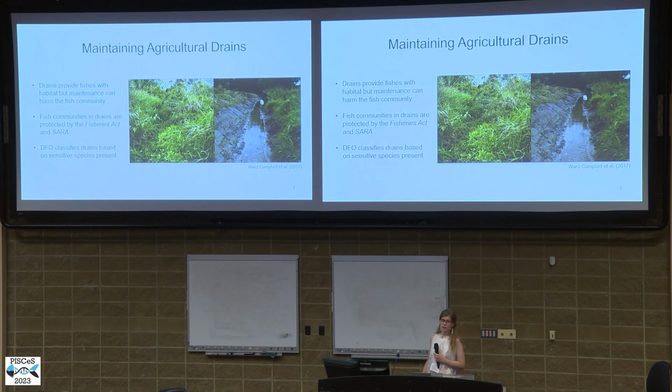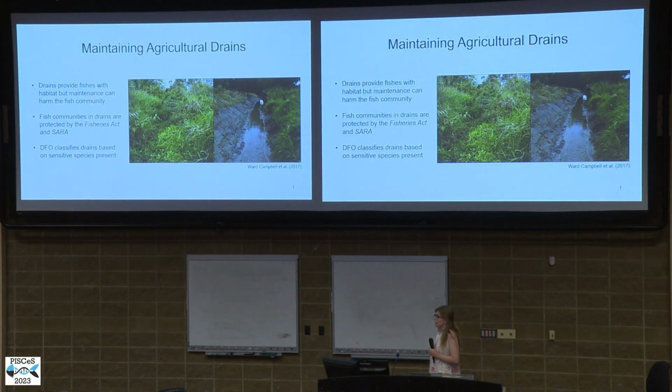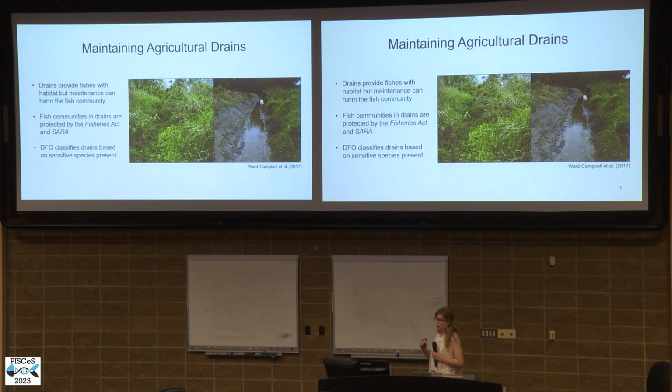So agricultural drains are waterways that remove excess water from agricultural land, and they do often harbor fish communities. These waterways sometimes require dredging to maintain the flow of water, and this can harm these fish communities. So they are protected under the Fisheries Act and the Species at Risk Act. The DFO, the Department of Fisheries and Oceans, classifies drains based on sensitive species present, among other factors, to determine best maintenance guidelines.